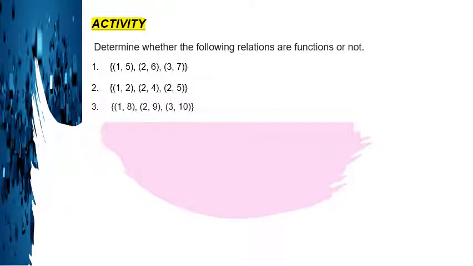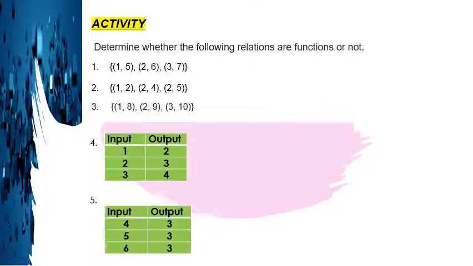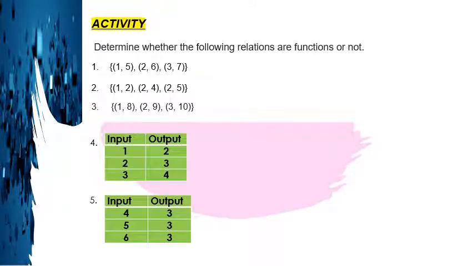So we have the activity. Determine whether the following relations are functions or not. Let's have number 1: (1, 5), (2, 6), (3, 7). So we're going to observe. The domain here is 1, 2, and 3. As you can see, there are no repetitions, so it means that is a function.